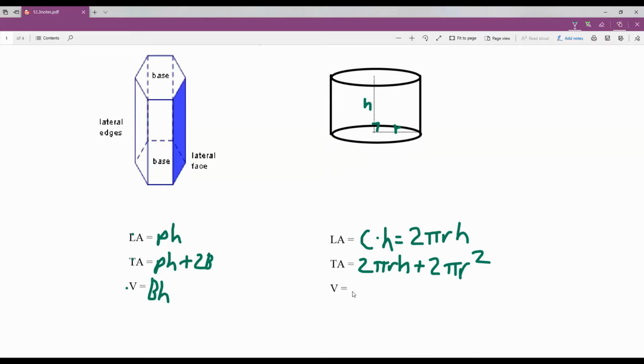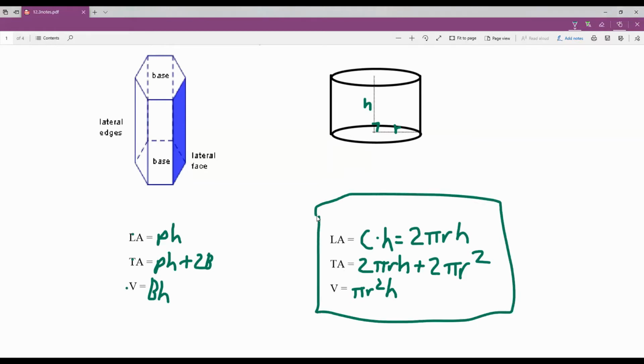And then lastly, we have the volume. The volume before was base times height. It's the same thing here: the area of your base times the height. The area of this base is pi r squared, and then times the height. So these formulas are very similar to what you have for prisms, and they come from the same place. But now, instead of having a base that's a polygon, we have a base that's a circle. That's the only difference.